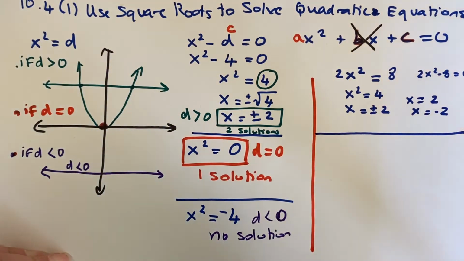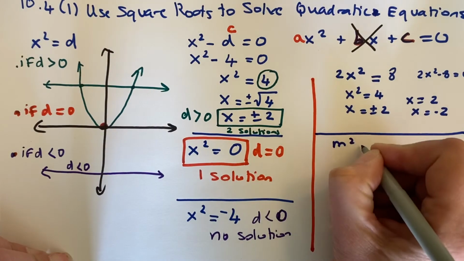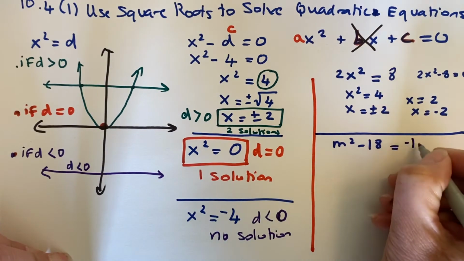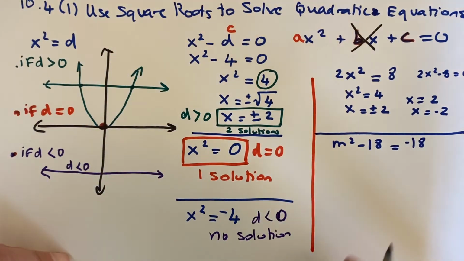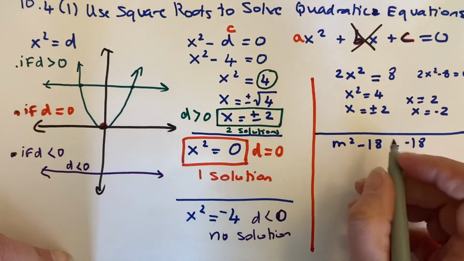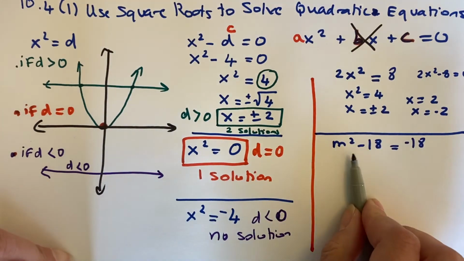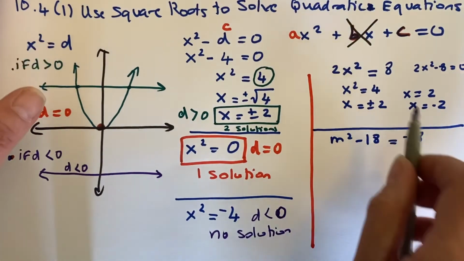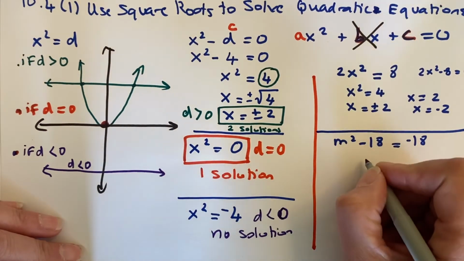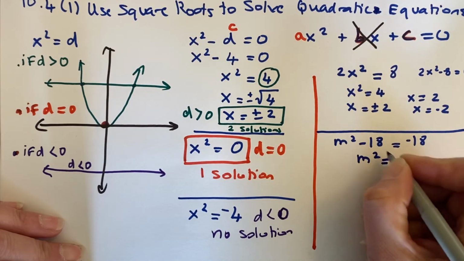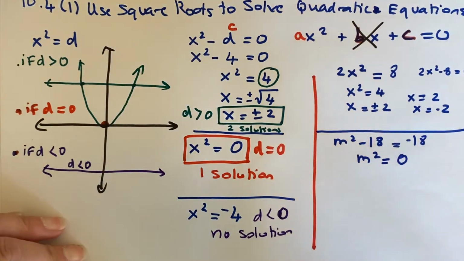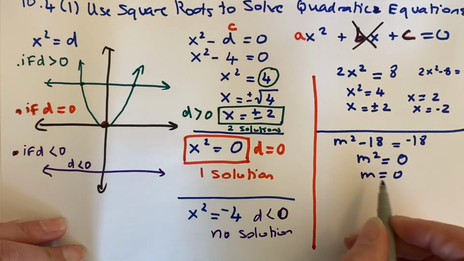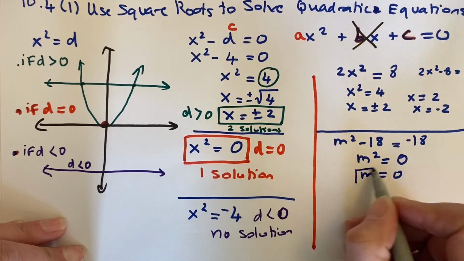Let me try another one. If I start with the equation m squared minus 18 equals -18. If I'm solving with a square root, I want the squared term on one side and a number on the other, so I have to get it into that format. I'm going to add 18 to both sides, and I'll get m squared equals 0. Therefore my solution is m equals 0, and I have one solution, which is going to be my vertex.